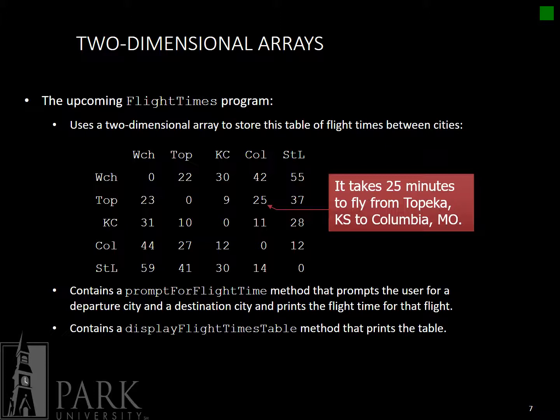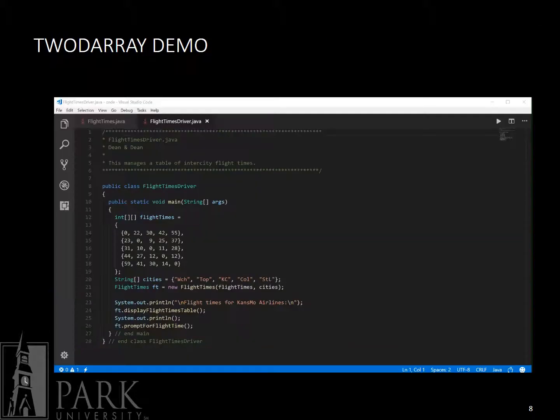So this chart right here gives us the information that we need. And obviously this middle row right here is zeros because Wichita to Wichita is 0 and Topeka to Topeka is 0, and so on and so forth. Anyway, this program is going to contain a prompt for flight time that's going to prompt a user for the departure city and then the arrival city, and that's going to give us this value, right? So let's go ahead and take a look at that program in action.